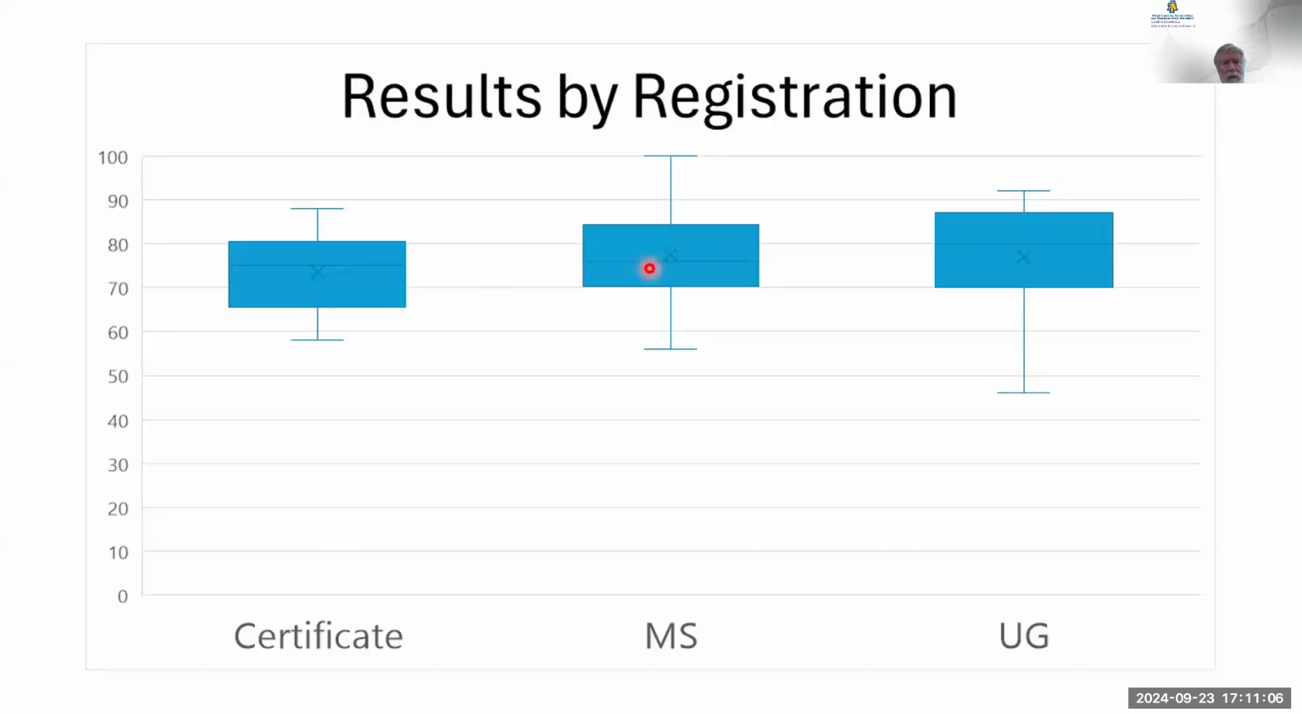The blue boxes represent the 25 to 75% percentile of grades. The lines going up and down represent the range. Yes, there's some show-off who got 100.